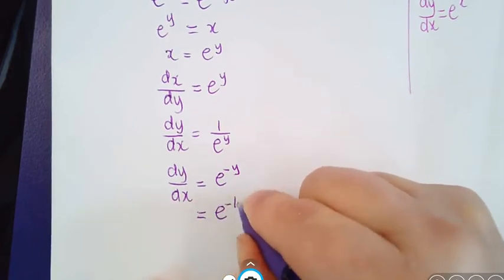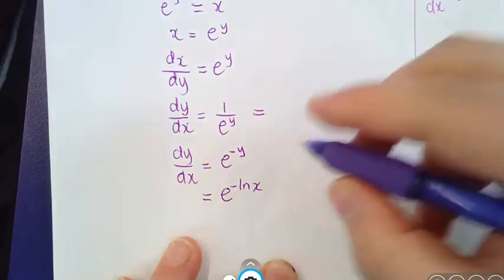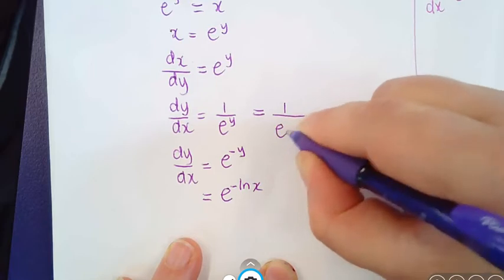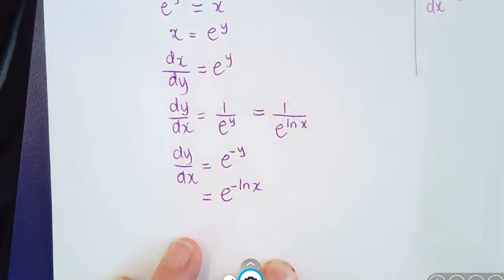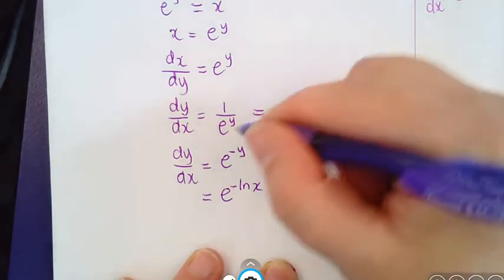e to the negative ln x. Doing that there, can I just keep it like that? Which is 1 on e to the ln x. That's better. Let's not do that, it's too complicated.